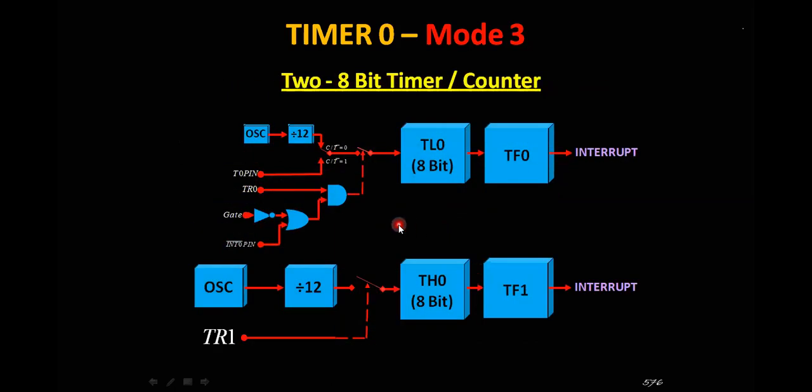Mode 3 is nothing but we call this a split mode. So that means 2 timers will be operated separately. So 2 timers will be operated separately. That we call a split mode.